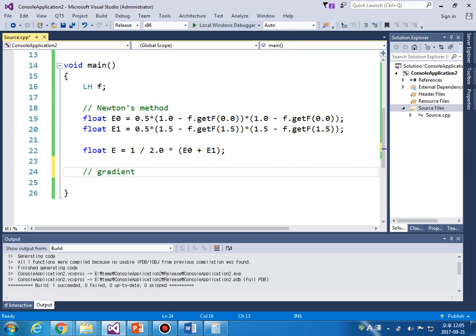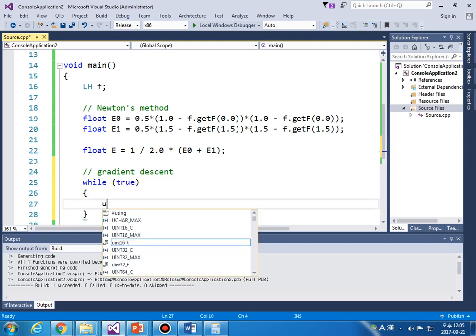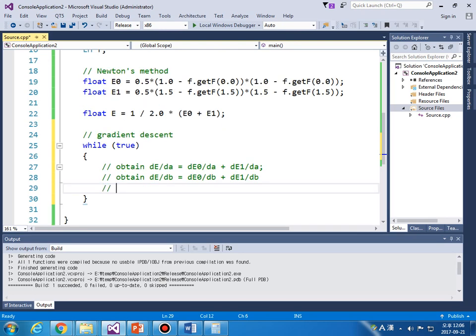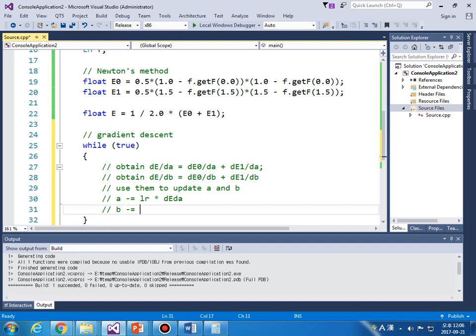So we can use gradient descent method to obtain dE dA, which is equal to the E0 over dA plus the E1 over dA, and obtain dE dB, the E0 dB plus the E1 dB, and use them to update A and B. So A actually minus learning rate times dE dB. So this is the gradient descent method.